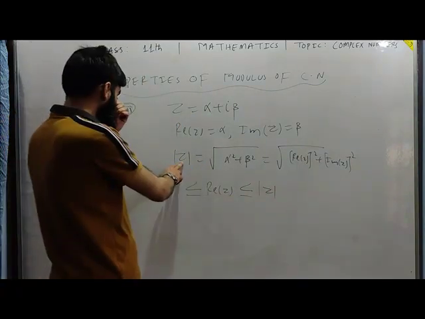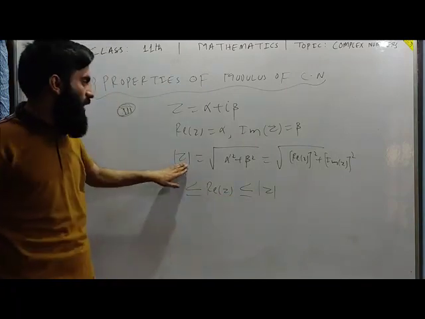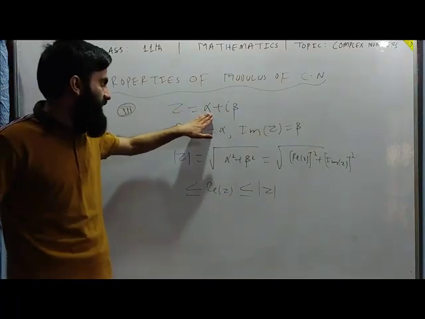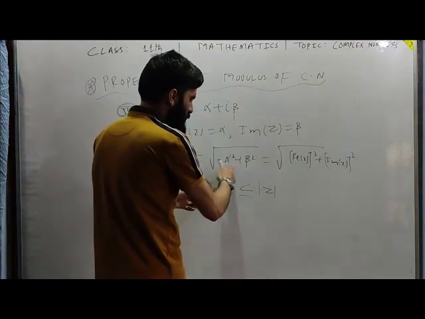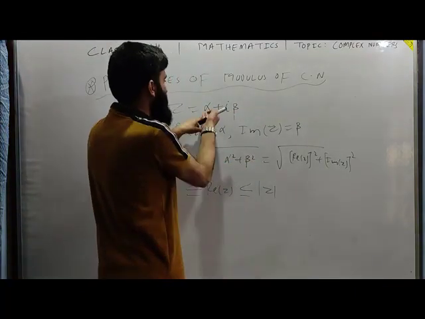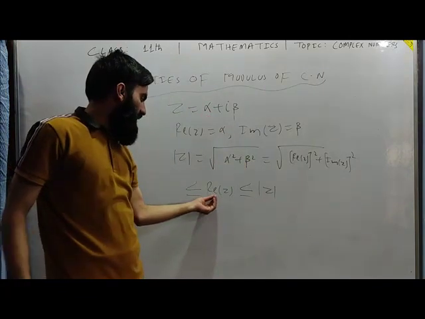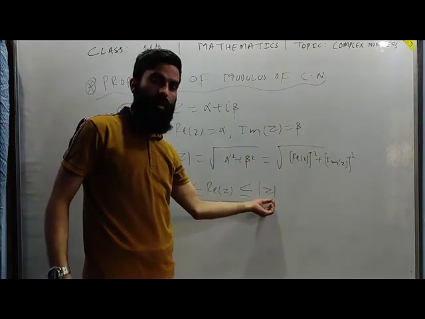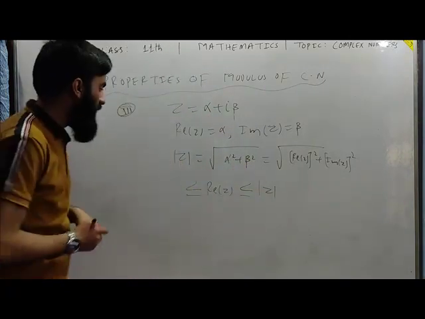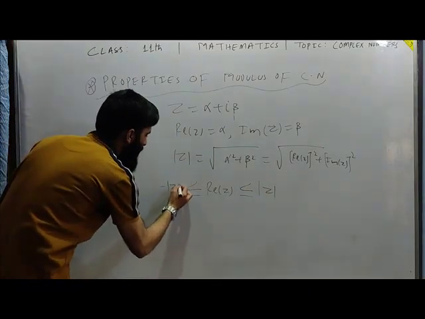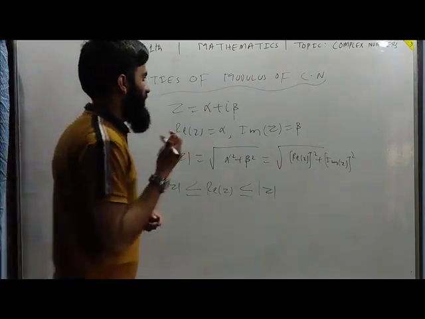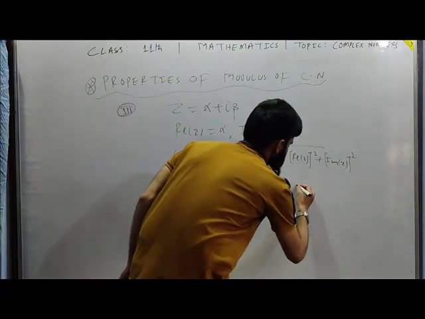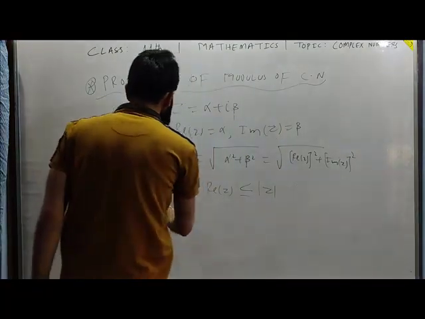Why? Because the mod of z is the combination of real part square plus imaginary part square. Obviously, the sum of the two terms is greater than this alpha. So we can say that the real part is always less than or equal to mod of z, but it will always be greater than or equal to what? Minus mod of z. Let me cite you an example, and you will come to know what it actually means. So this is a property over there.